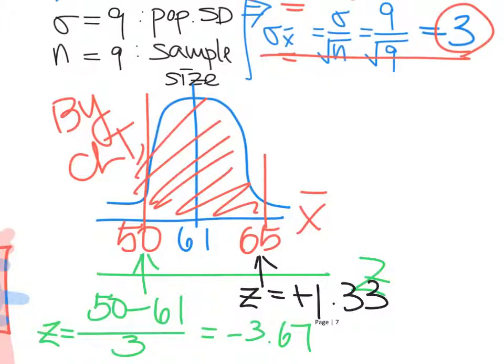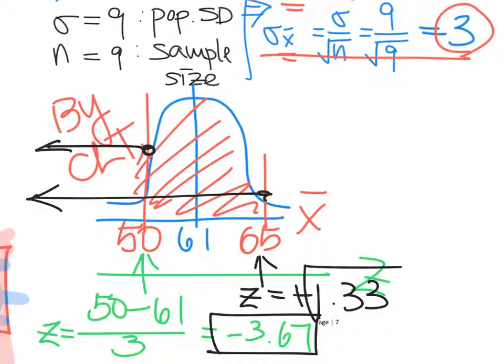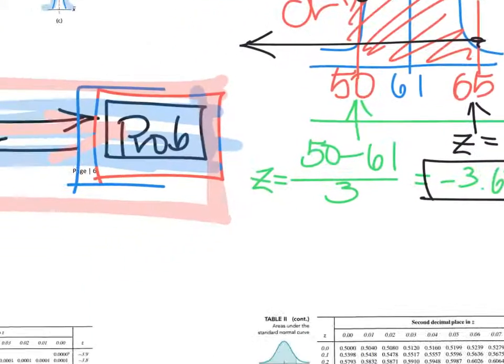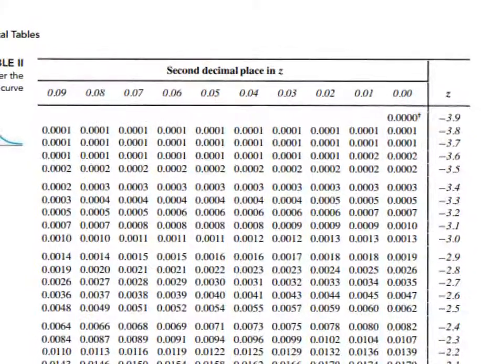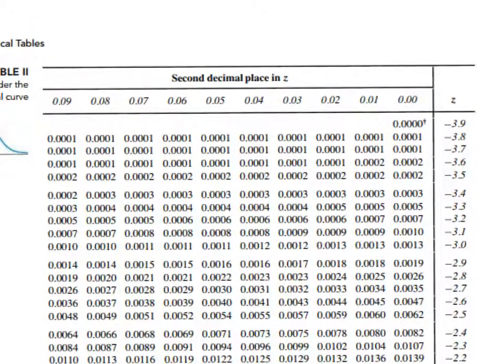Then what? Take the two probabilities. Do you remember that? What we did before in Chapter 6? Take the two probabilities at the two z-scores, -3.67 and +1.33. At -3.67, there is a probability of 0.0001 to the left.